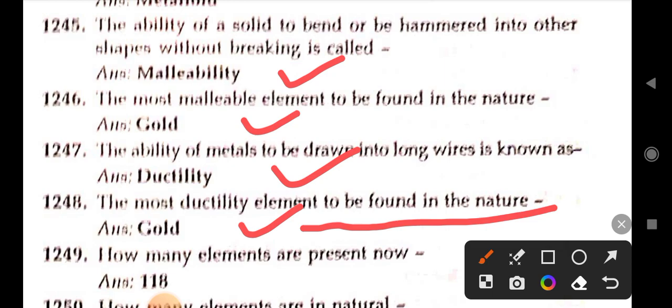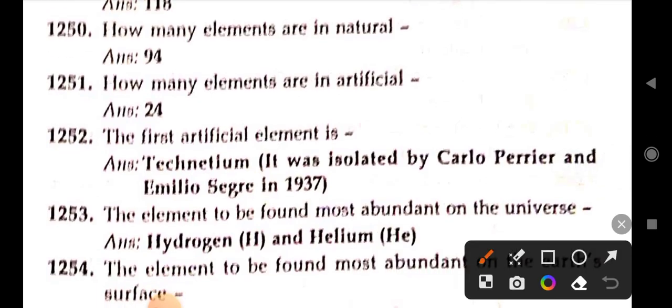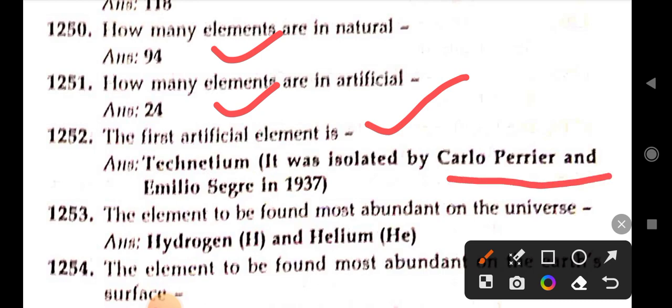How many elements are present now? 118. Next, how many elements are natural? 94. How many elements are artificial? 24. The first artificial element is technetium. It was isolated by Carlo Perrier and Emilio Segrè in 1937.